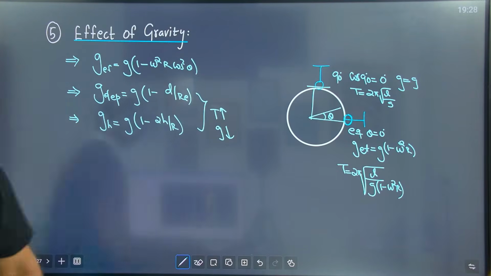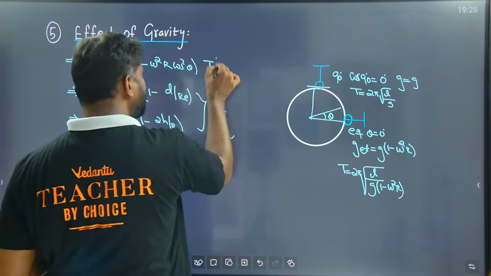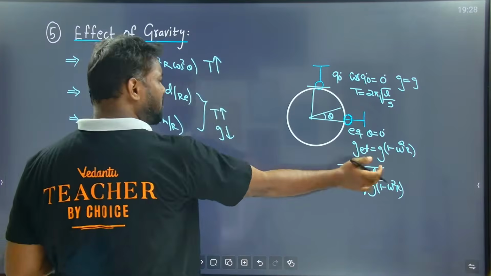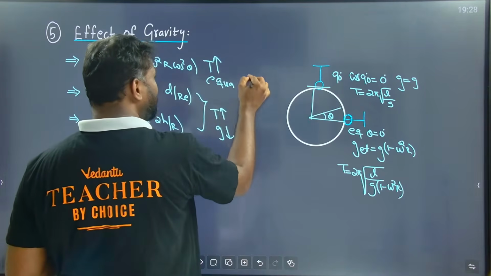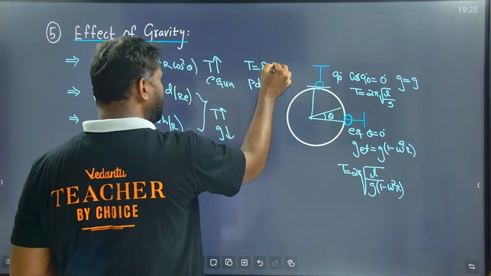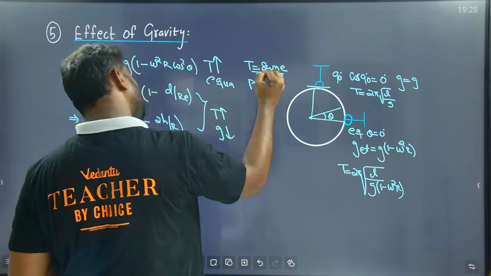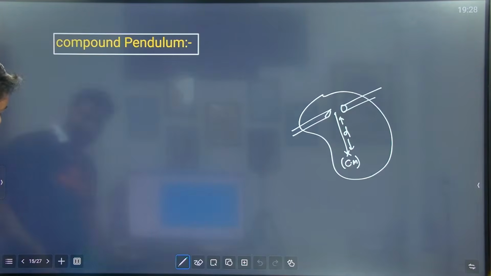So next one is that. This time period increases. This is also time period increases. Where is the equator? At the equator, the time period increases. At the pole, the time period remains as on the earth's surface. Yes or no? So this must be known clearly.